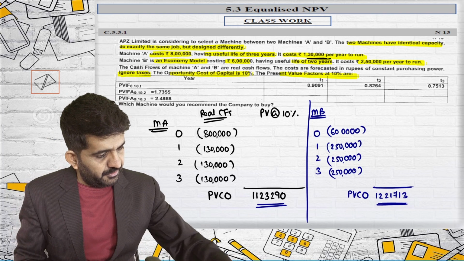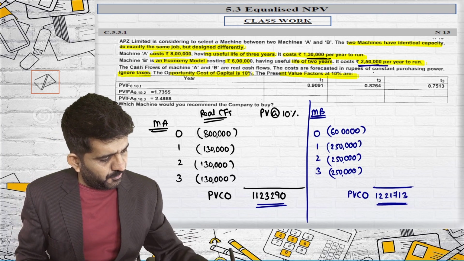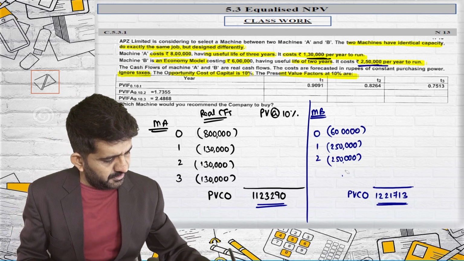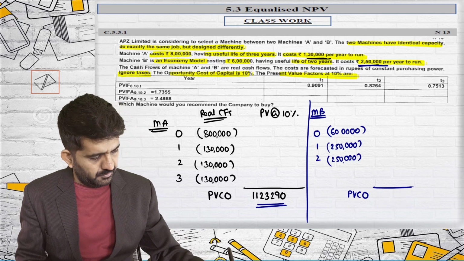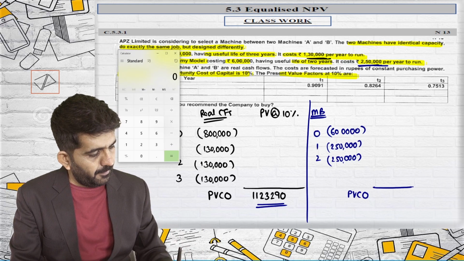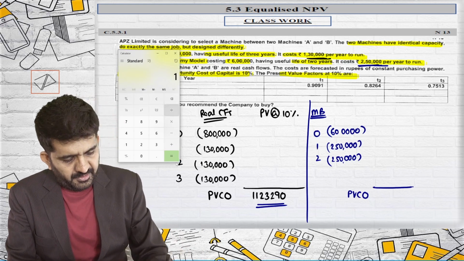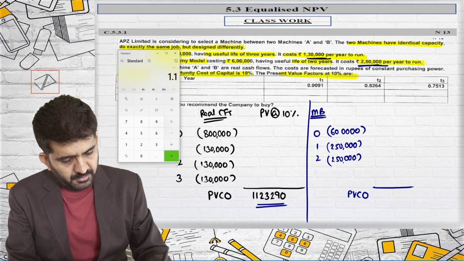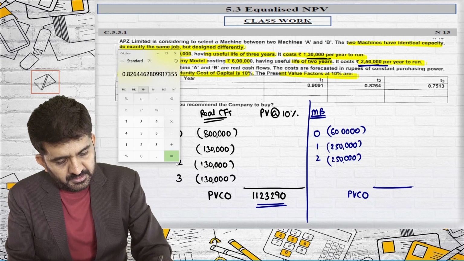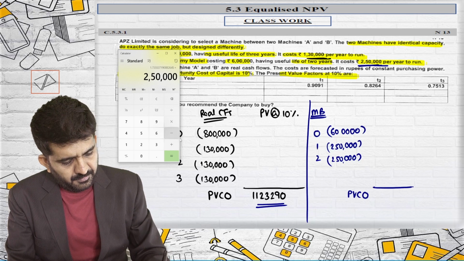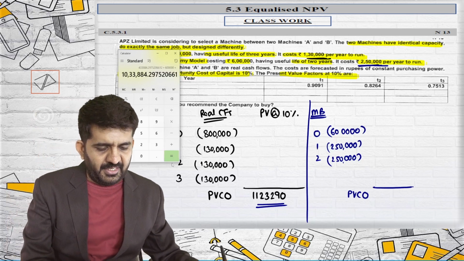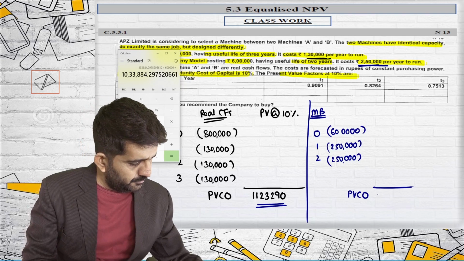Sorry, it is my mistake. 2,50,000 is just for 2 years. It is not for 3 years. So I'll have to find out present value of cash outflow. 1 divided by 1.1 is equal to M plus MRC multiplied by 2,50,000 plus 6 lakhs. It is 10,33,884.